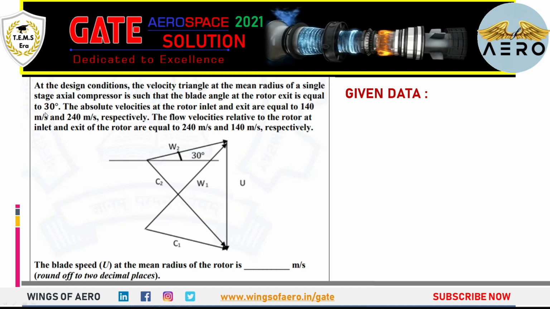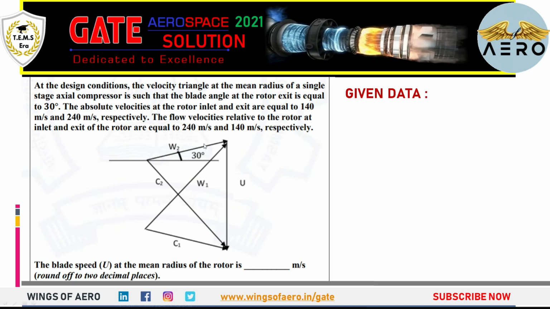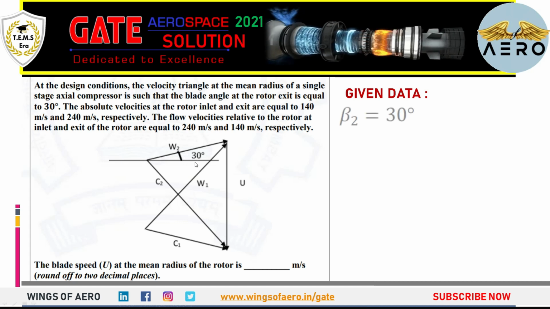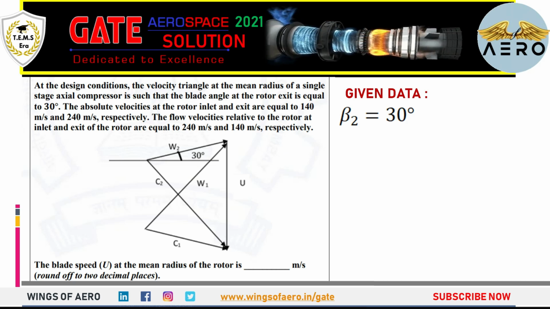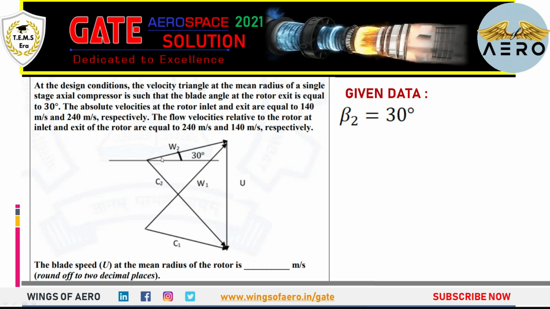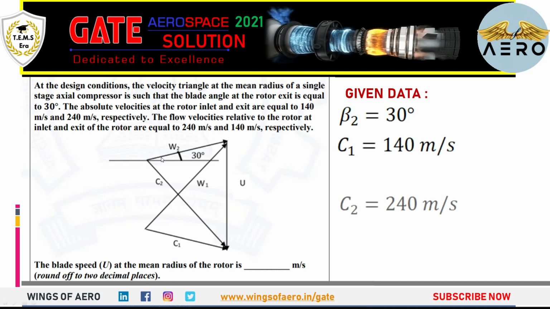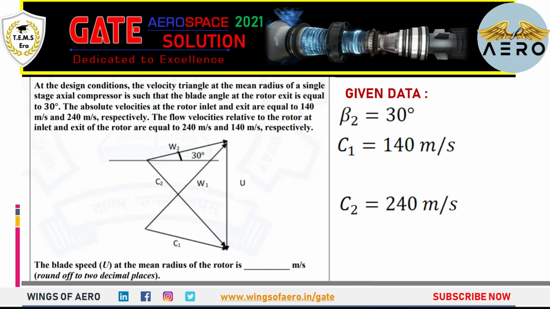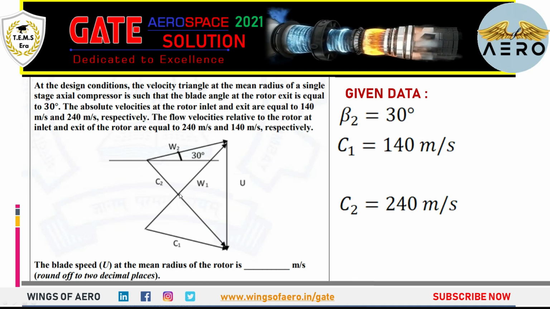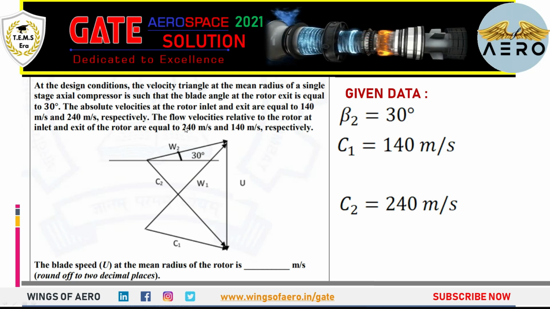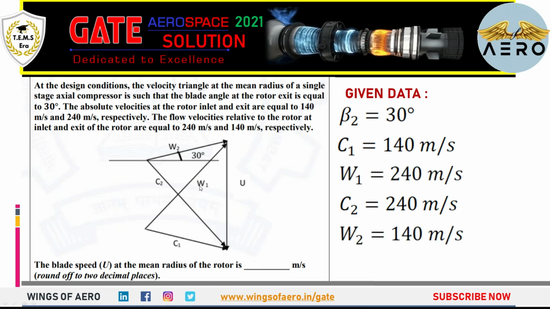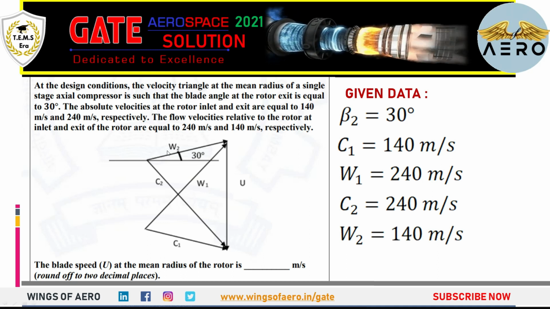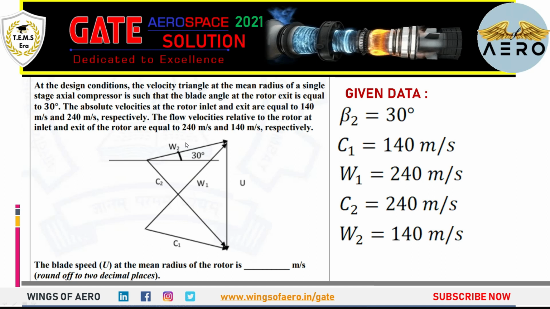So we can write, the blade angle at the rotor exit has been given, so that is beta 2, that is 30 degrees. Then they have given the absolute velocities at inlet and exit, that means C1 and C2 are given. C1 is 140 meter per second, C2 is 240 meter per second. And the flow velocities relative to the rotor, let's consider W1 at the inlet and W2 at the exit. So W1 is 240 meter per second and W2 has been given as 140 meter per second.